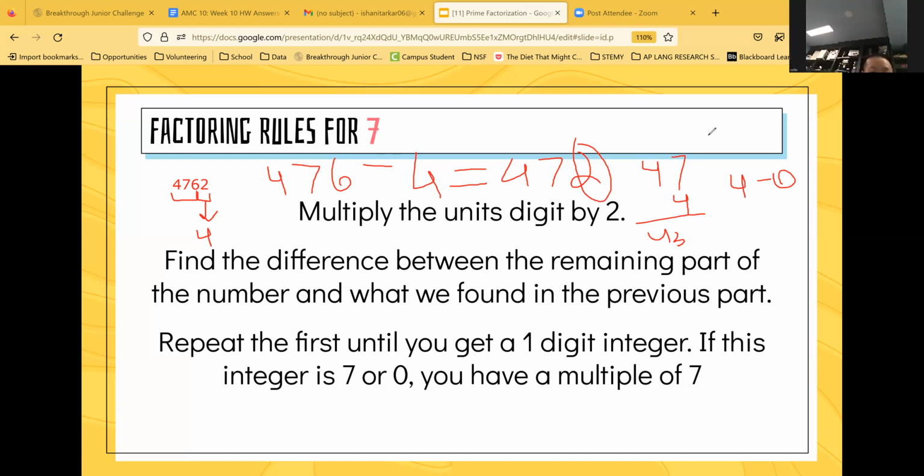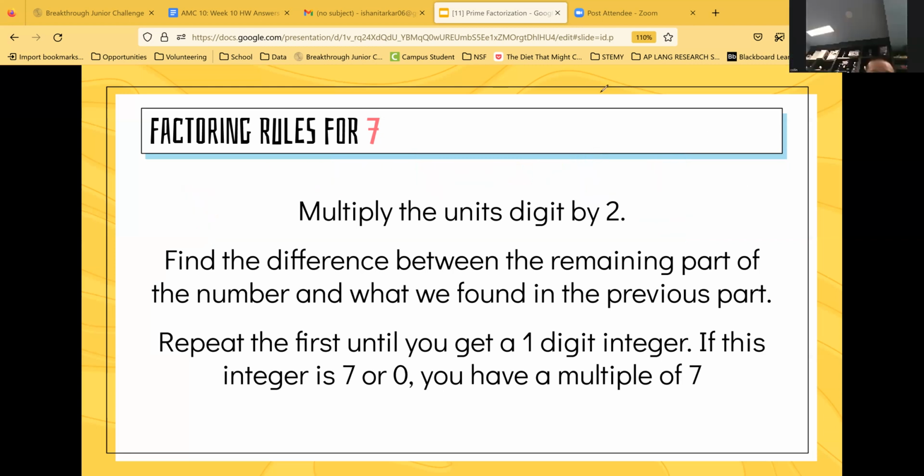Okay, so this is to find out if an integer is a multiple of 7. And does this work for any number, or is it just for 7? This only works for 7.